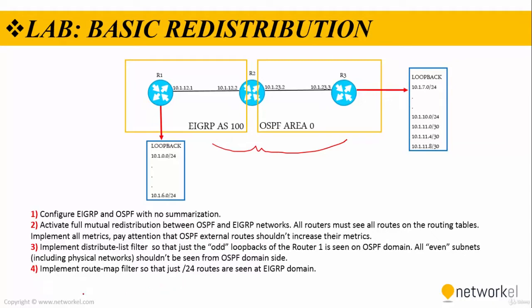In the last step, it's saying to implement a route map filter so that just /24 routes are seen at the EIGRP domain.